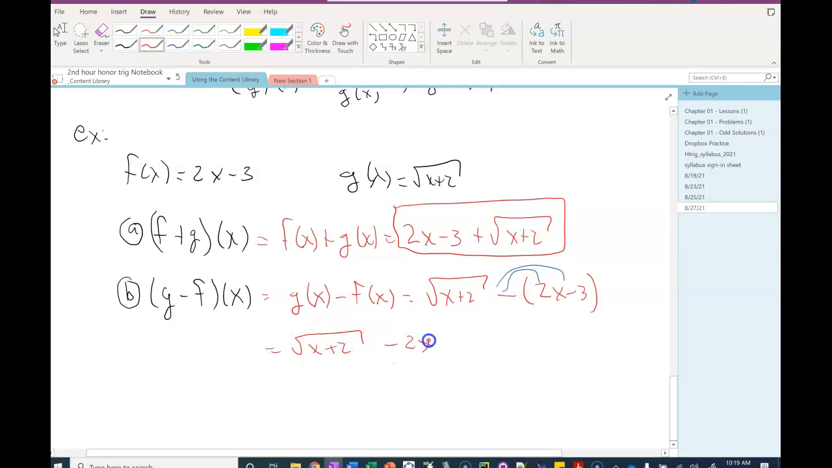That's why I put the parenthesis there, because the first thing I'm going to do is distribute that negative through. So certainly I can do that simplification. Is there anything else I can do though? Nope. That's as far as we can go on that one. Any questions so far? Relatively straightforward, right?